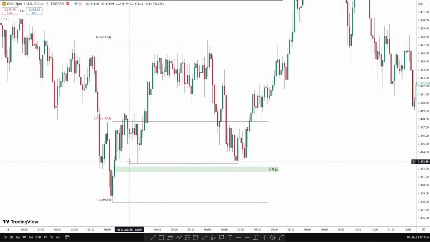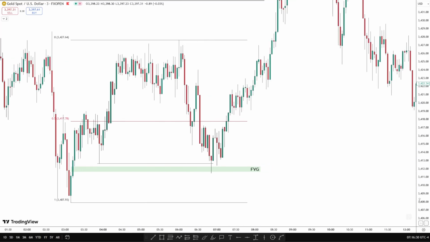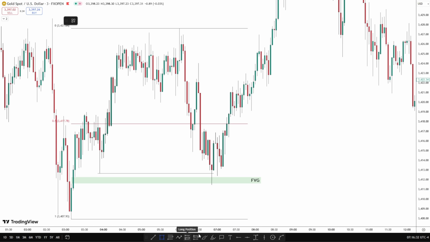After price rebalanced to equilibrium, we then dove into the discounted portion, tapping into a fair value gap and sweeping liquidity. So that is very bullish for me. And now I'm just looking for a bearish PDRA to get disrespected. And as you can see right here, we have a bearish 3-minute gap.